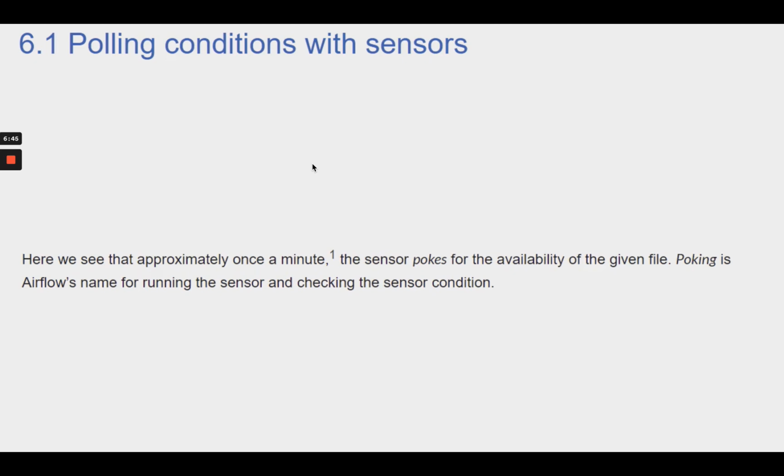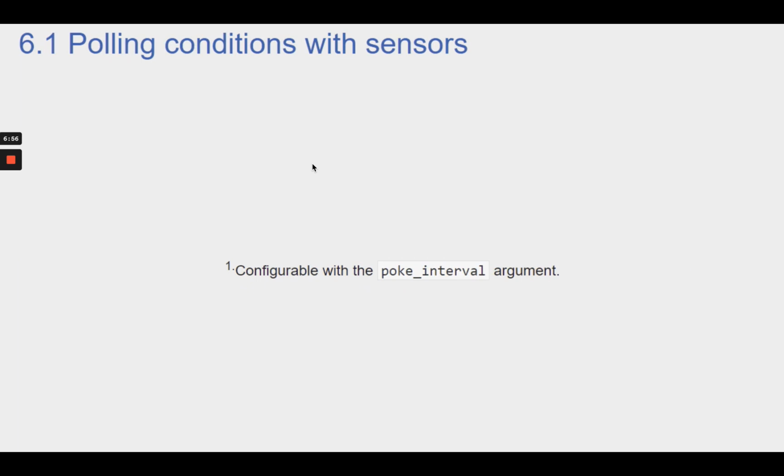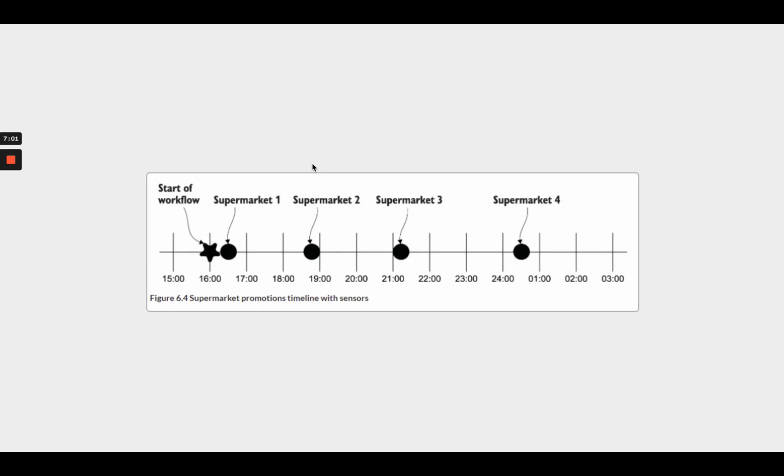Here we see that approximately once a minute, the sensor pokes for the availability of the given file. Poking is Airflow's name for running the sensor and checking the sensor condition. Footnote 1. Configurable with the poke_interval argument.